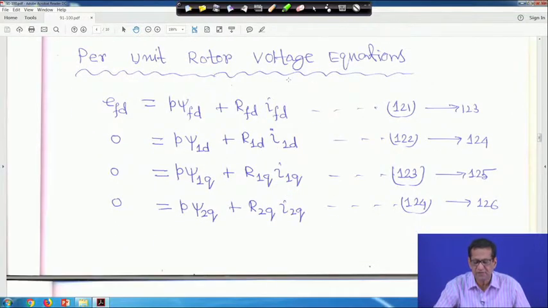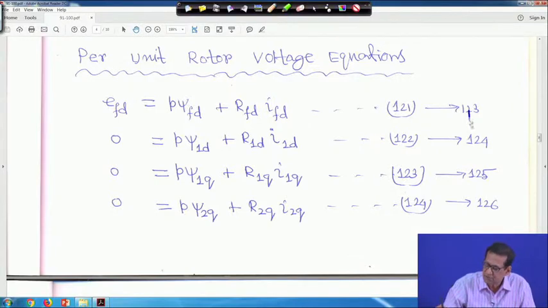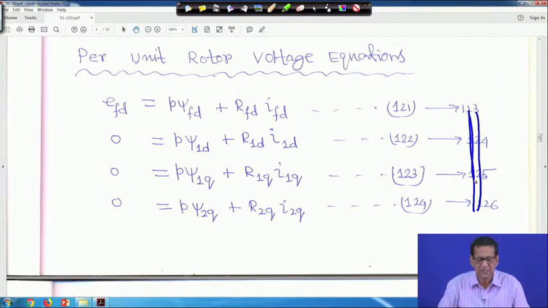So similarly, per unit rotor voltage equation. In this case your EFD, this one you should not see. So EFD is equal to P psi FD plus RFD IFD.